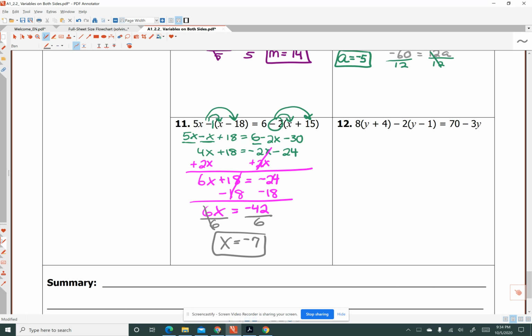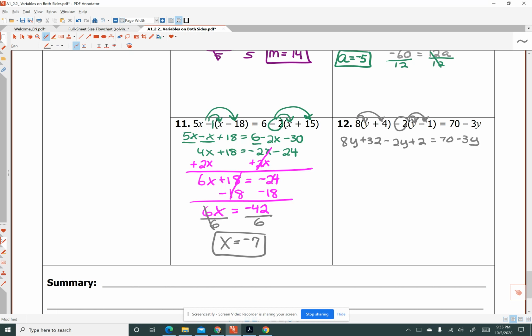Last problem, and it might be our hardest, but let's just go step by step. We'll distribute 8 through y and positive 4. So that's pretty easy. 8y plus 32. Now we're going to distribute negative 2 through y and negative 1. So that would be negative 2y plus 2, because a negative times a negative is a positive, equals 70 minus 3y.